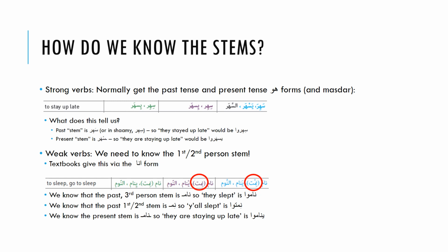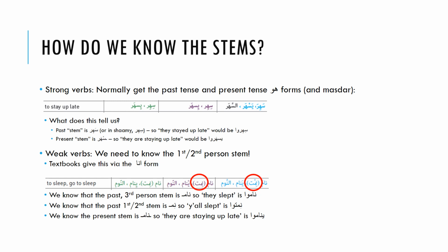The problem is, with weak verbs, we have to know what exactly is the first and second person stem. Eventually we can guess it, but in the textbook, because it's being nice to us, it'll usually give us the ena form, and it usually gives that to us in parentheses. Now this isn't just giving us the form for how to say ena, I do something. It's giving us the form, the stem, for the whole first and second person.